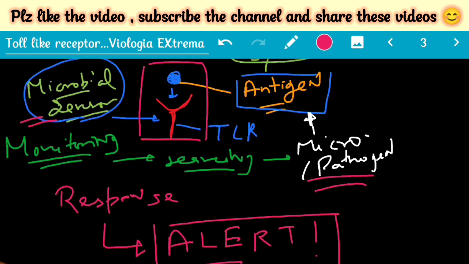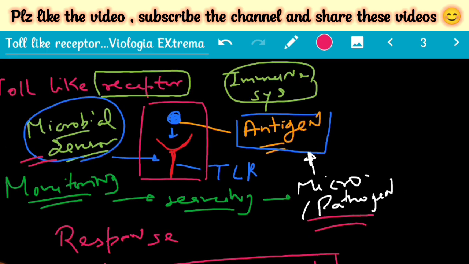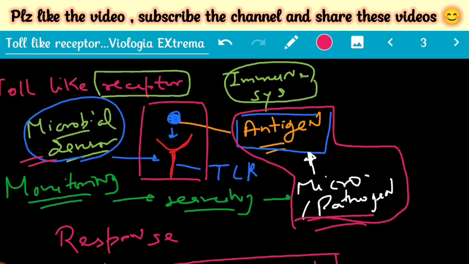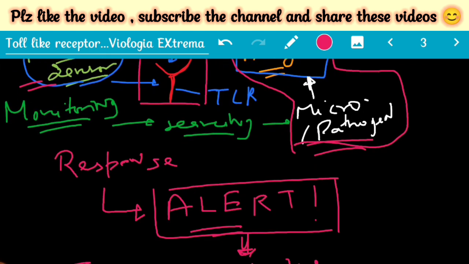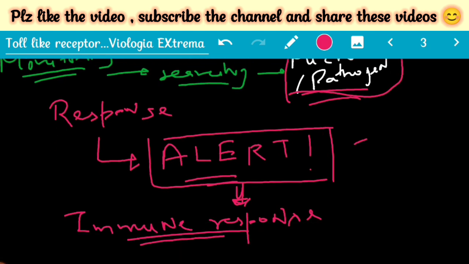You can take an analogy of a policeman looking with a torch and searching for a thief, and whenever a thief is found, he alerts other policemen. It's the same case with toll-like receptors, which are microbial sensors. They sense the environment for danger, for antigens that come from pathogens. When they find these antigens, they bind to them and create a response, an alert state, which generates the immune response. Now further action can be taken against this pathogen.